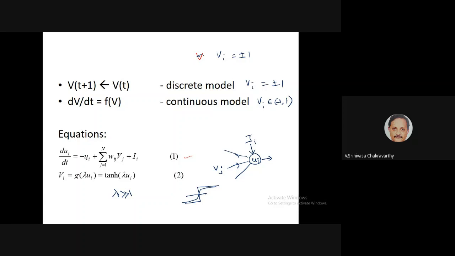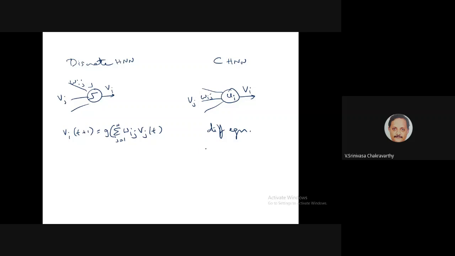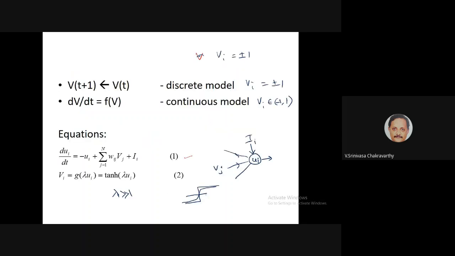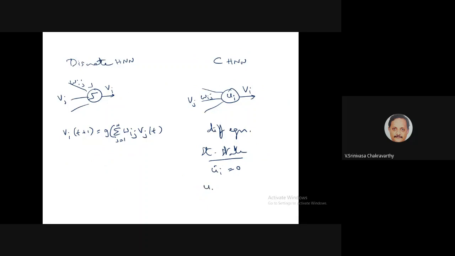Now you can easily see how this can be related to the previous discrete model. Take the case when Ui goes to a steady state, to some fixed point, and stays there. Then at steady state, Ui dot is 0. So with Ui dot equal to 0, here you have minus Ui, so Ui is equal to sigma Wij Vj plus Ii, j going from 1 to n.